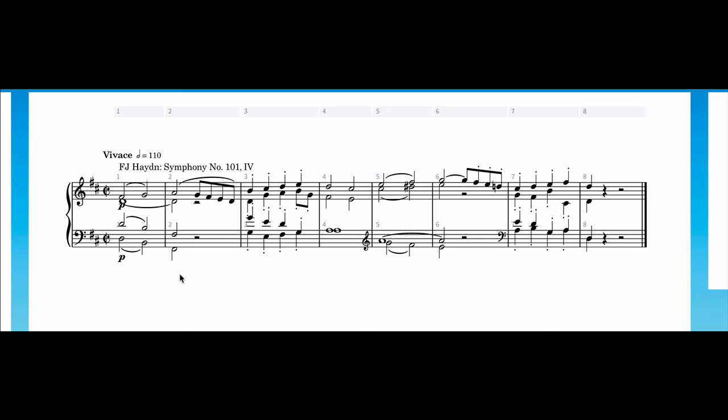So this Haydn example on the surface might look like it's a parallel period of some sort. Just looking at it, the two phrases begin similarly. They have a very similar contour, although the second phrase is an octave and a second higher, but it's not. We're not going to call this a parallel period.